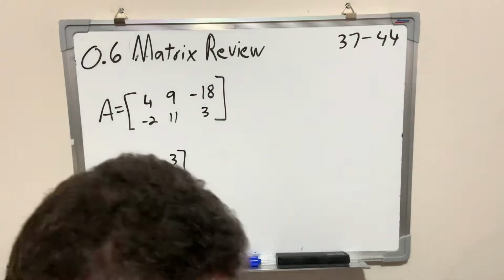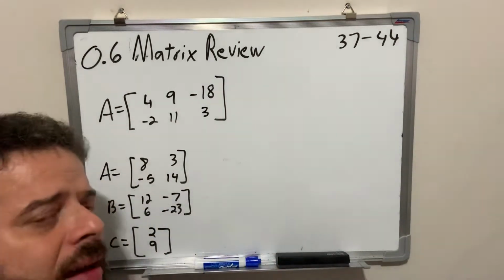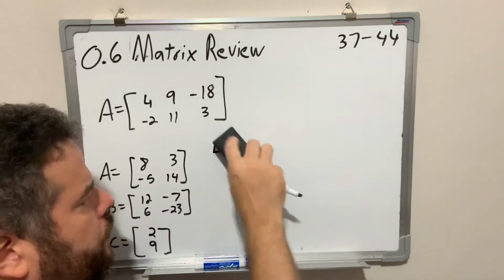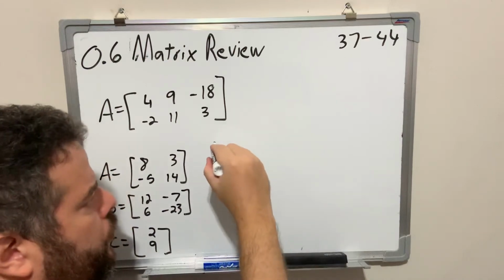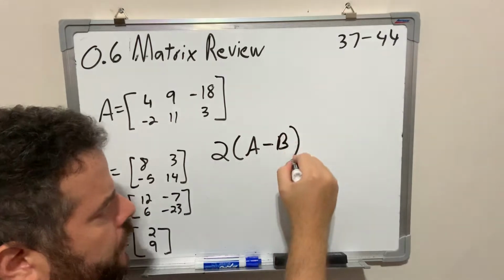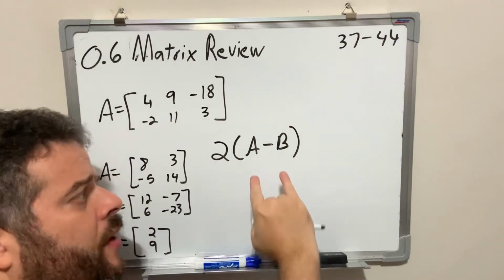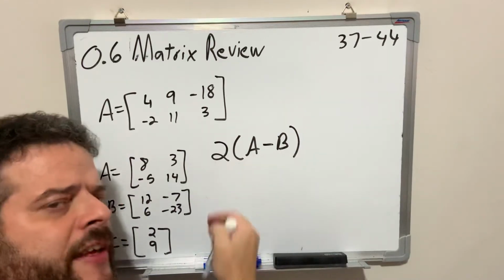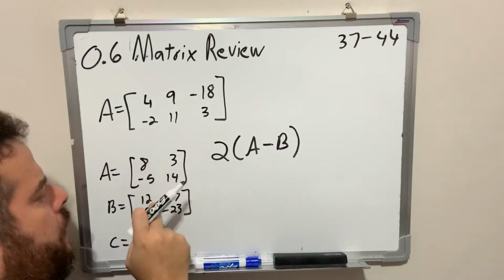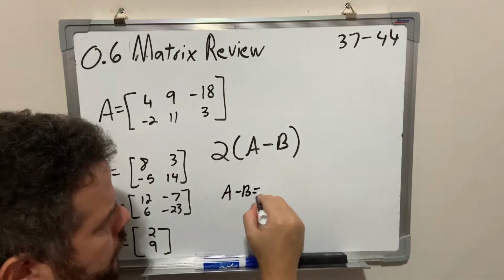So that's scalar multiplication. Now note, we can have multi-step equations. For example, let's do 2A minus B. Again, pretty much PEMDAS only applied to matrices. We're going to do this subtraction first and then scale by a factor of 2. So let's do the subtraction first. 8 minus 12. Let's do this. A minus B.